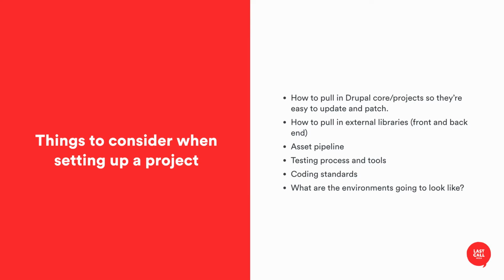So, the issues that we were running into were how to pull in Drupal core and all of the contrib projects so they're easy to update, and furthermore, patch when we need to. You can use something like drush make, that's one solution. But then you have things like external libraries. And in Drupal 8, we're already starting to see this shift of modules depending on external pieces. And that's something that drush make doesn't necessarily do very well.